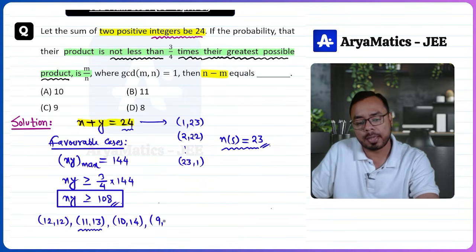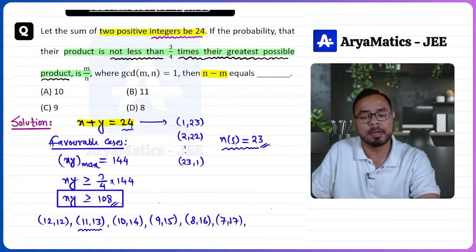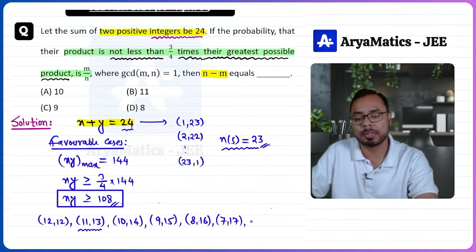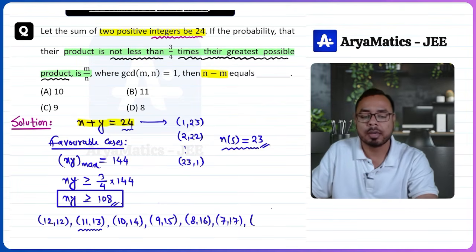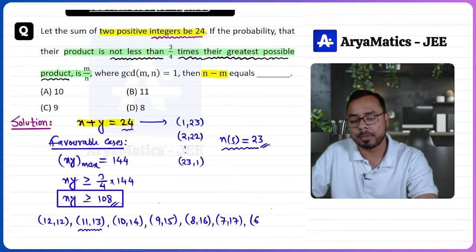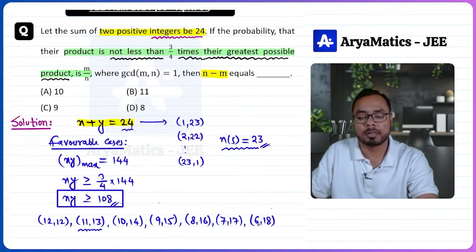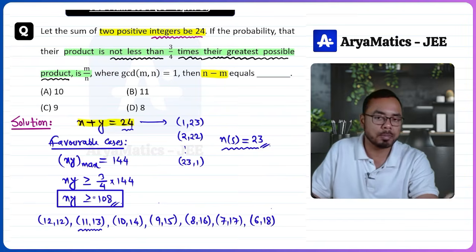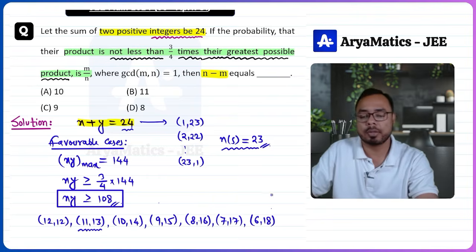Similarly, next one will be 9 and 15. 9 into 15 is 135, which is more than 108. Next one will be 8 into 16. Next possibility will be 7 into 17, right? 7 into 17 will be 119, which is greater than 108. Just decrease one number by one and increase the second number by one and see how many cases we are getting. Next possibility will be 6 and 18. 6 into 18 is 108. Here it should be either greater than or equal to. Not less than means either more than or equal to that number. So 6 and 18, this will be 108.